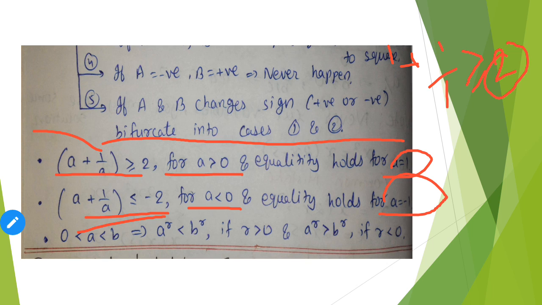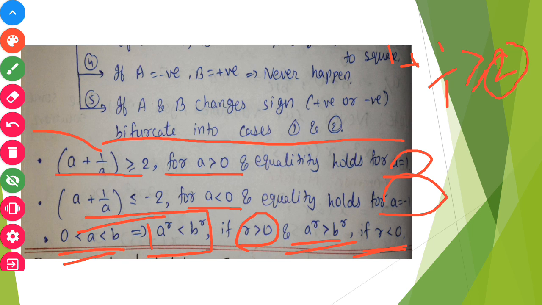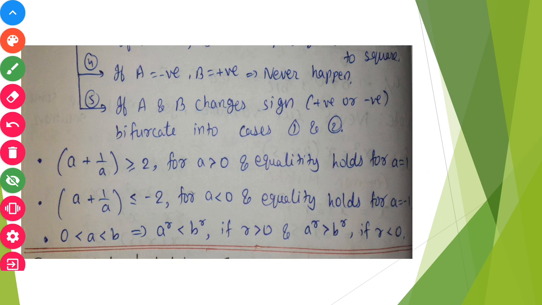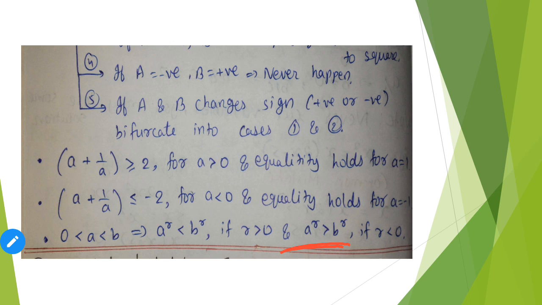Now the third point is when a is less than b and a is greater than 0. We can write a raised to r is less than b raised to r for r greater than 0. If r is positive, we can apply the power in the inequality. As we have seen multiplication, division and addition, the algebraic operations, similarly we can use powers also. The same thing: if r is negative, the inequality sign will change.